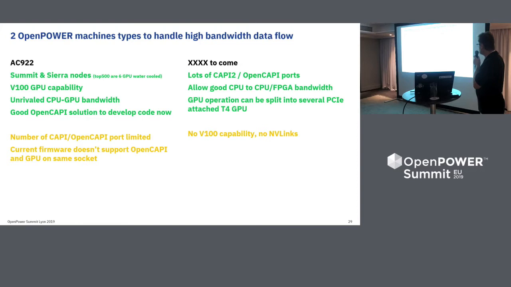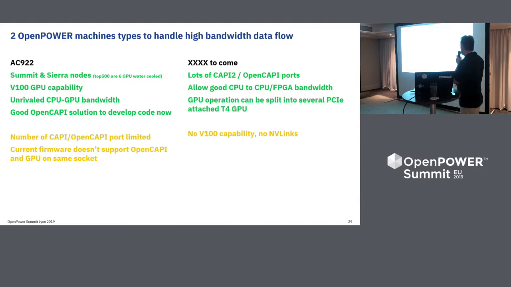So we have 2 types of machine. By the end of the year, we will have 2 types of machine. The one that is in this 6 GPU version used in the Summit and Sierra Top 500 supercomputing systems that IBM is very proud to have participated in. The AC922 offers very high GPU capability, unrivaled CPU to GPU bandwidth, and a very excellent OpenCAPI solution to develop code now. We have a few universities and industries that are asking questions and developing on this machine right now.